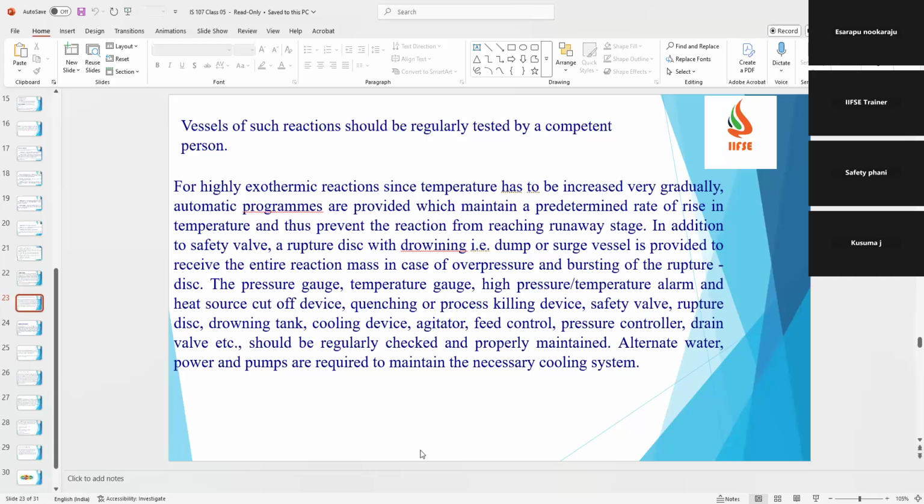For highly exothermic reactions, since the temperature has to be increased very gradually, automatic programs are provided which maintain a predetermined rate of rise in the temperature and thus prevent the reaction from reaching the runaway stage. So based on the controls, the temperature is increased so as to prevent the runaway reaction.